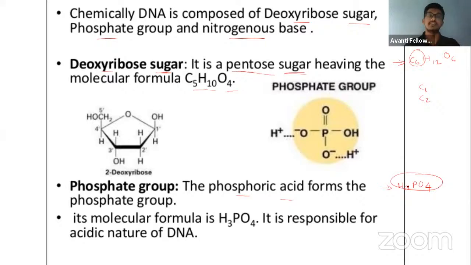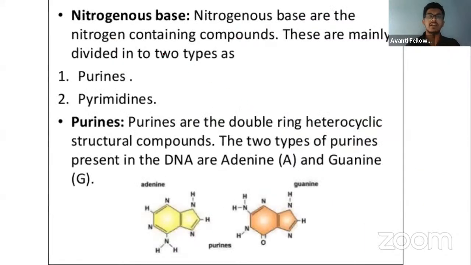Sir, is H3PO4 completely present in the DNA molecule? No. The phosphate group of the DNA molecule comes through the phosphoric acid. You get my point? The phosphoric acid forms the phosphate group, but you cannot see the whole phosphoric acid in DNA. That's common sense, right? So the phosphate group comes from the phosphoric acid. Next, you have the nitrogenous base.